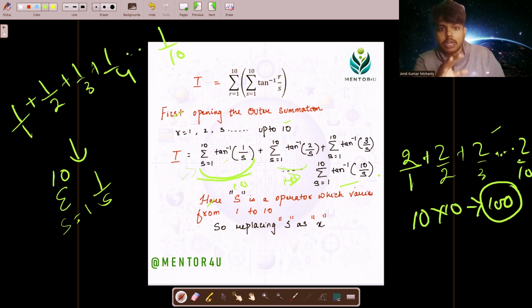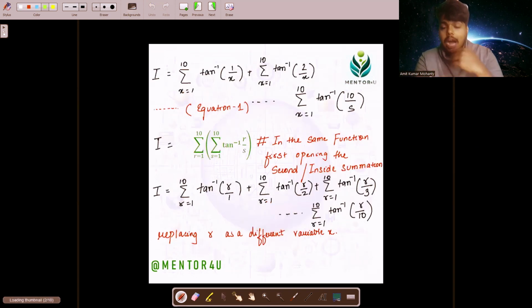In this particular term, what is happening? Let's first look into it. I equals summation of s equals 1 to infinity. We have written this term. Now s is a variable that is changing. Instead of s, let's change it to x. So how will the new summation look? I equals summation of x equals 1 to 10 tan inverse 1 upon x plus summation of x equals 1 to 10 tan inverse 2 upon x, and in such a way, the last term will be tan inverse 10 upon x, not s. Clear? This is the first equation that we derived.